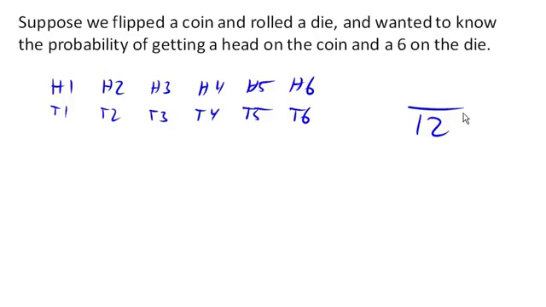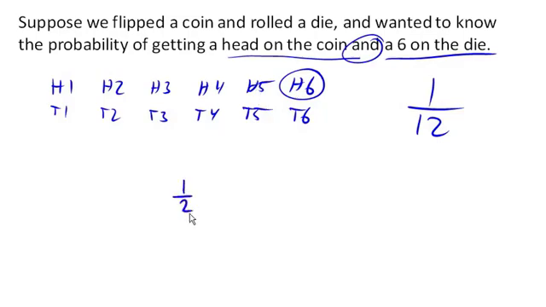How many of them would have a head on the coin and a 6 on the die? Well, only one of them, right? 1 out of those 12, and so there's a 1/12th probability of rolling a 6 on the die and getting a head on the coin. Now, you might also notice that the probability of getting a head on the coin is 1 out of 2. The probability of getting a 6 on the die is 1 out of 6, and if we were to multiply those, we would get the 1/12th.